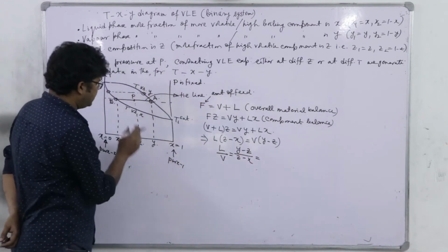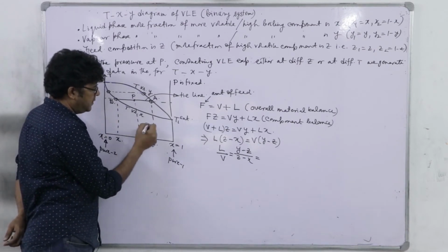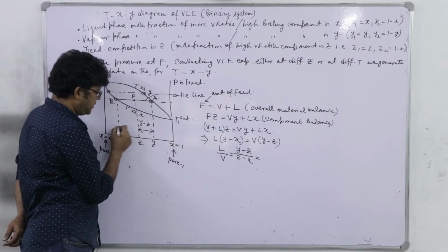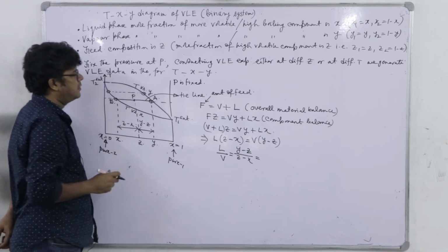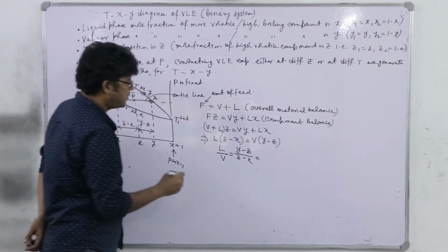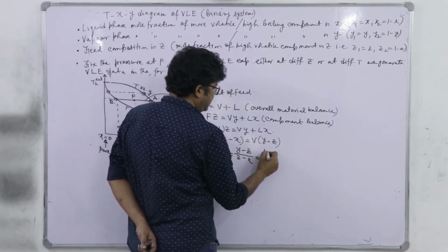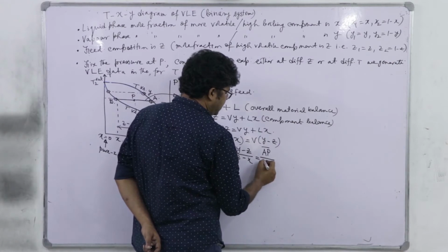And from here you see this gap is basically Y minus Z, and this is basically Z minus X, which is equal to the line segment AP divided by PB, right. So, AP line segment length divided by PB line segment length.